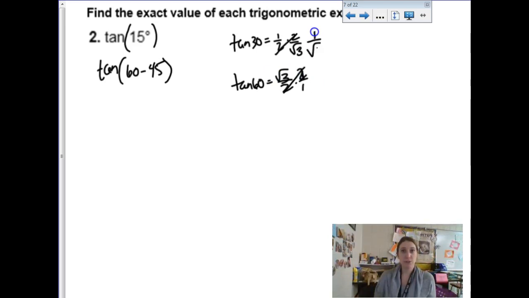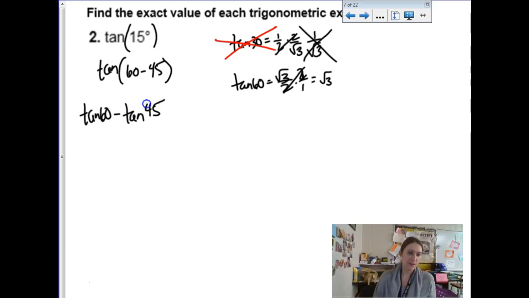So I would much prefer to do some manipulation with square root of 3 over 1 as opposed to 1 over square root of 3, because that's going to involve a lot of rationalization that I really don't want to think about. So if at all possible, I don't want to use tangent of 30. So using my difference formula for tangent, which I'm just reading straight off my page, is tangent of 60 minus tangent of 45, over 1 plus the two tangents multiplied together, tangent of 60 times tangent of 45. I don't have this one memorized, so I have to look back and check.